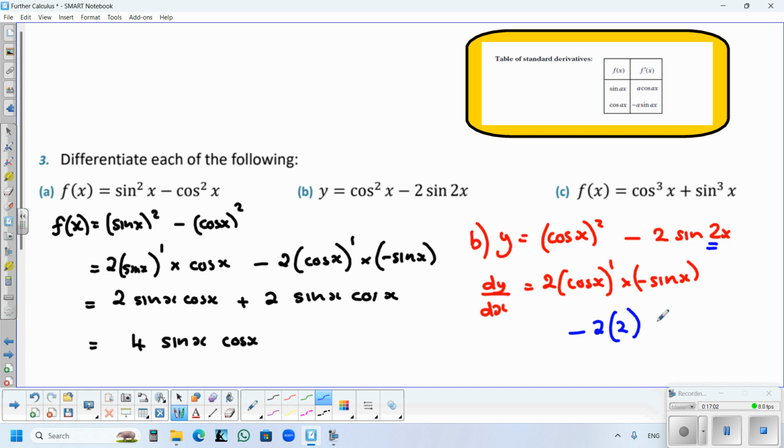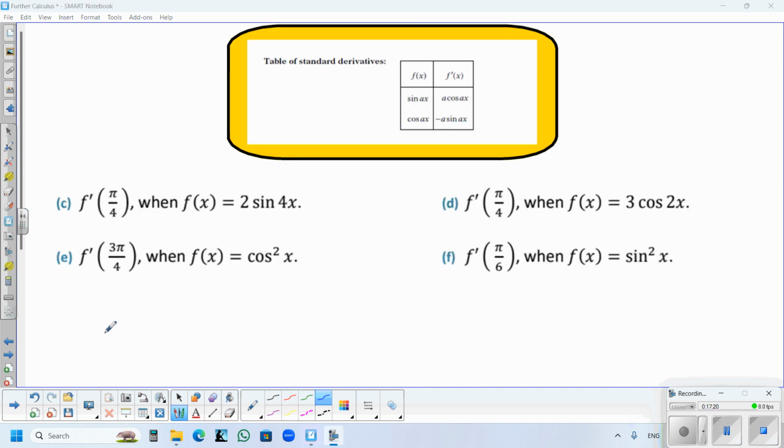Derivative of sine is cos, and the angle is 2x. So that whole bit there is 2 times minus 1, which is minus 2 sine x cos x, and then minus 4 cos 2x. Now, this is the last lot of these derivative ones.